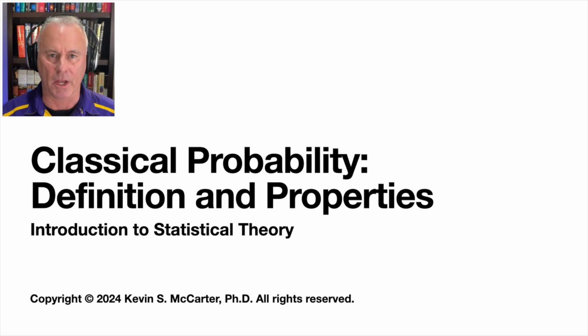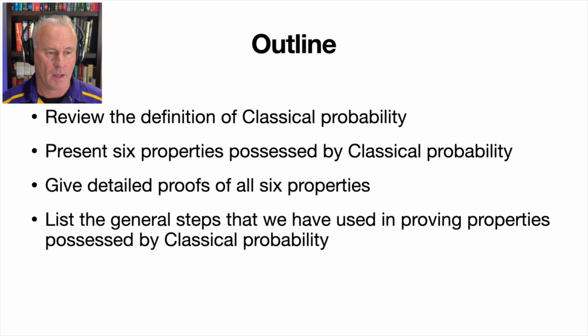In this lecture video, we're going to look at classical probability and the properties it possesses. We'll start off by reviewing the definition of classical probability. We'll present 6 properties possessed by classical probability, and then we'll give detailed proofs of all 6 properties. Once we've done that, we'll list the general steps that we've been using in proving properties possessed by classical probability.